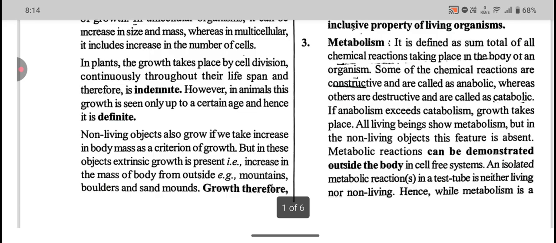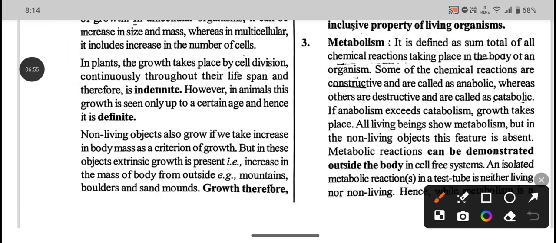So, metabolism is defined as the sum total of all chemical reactions taking place in the body of an organism. So, metabolism is a characteristic which enables the organism to survive. It is nothing but a sum total of all chemical reactions taking place in the body of an organism, which are digestion, respiration, excretion, circulation. All this together comes under metabolism. So these are the life processes which enable the organism to survive.